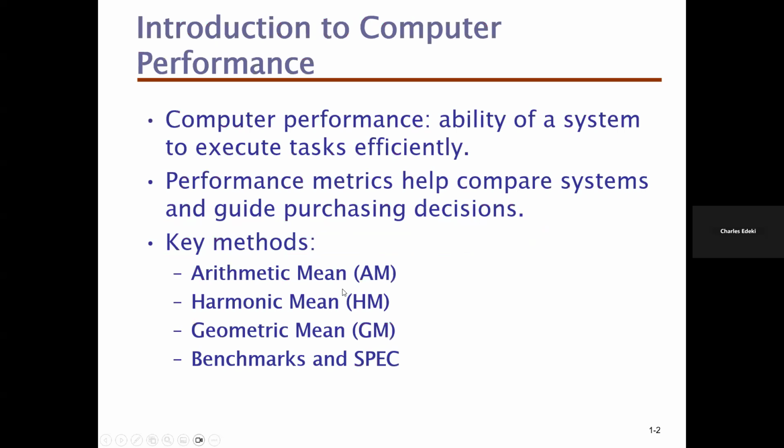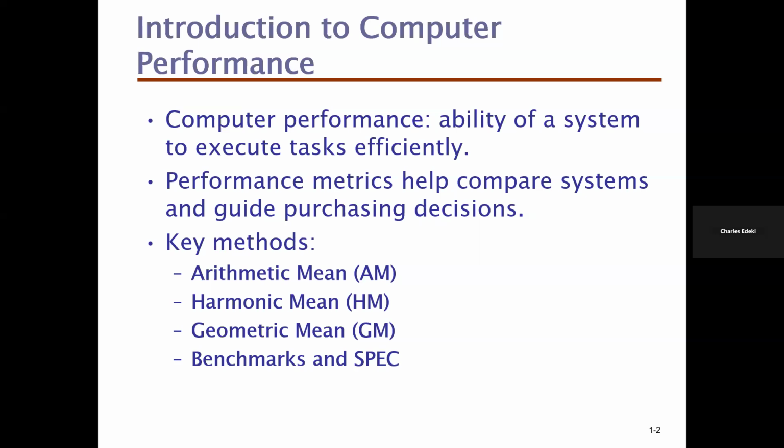The main objective is here. The key methods are to find the arithmetic mean, harmonic mean, geometric mean, and then the benchmark and SPEC. So that's the main goal of this section. In short, this lecture will cover the different mean calculations used in performance evaluation, as well as benchmarks and SPEC.